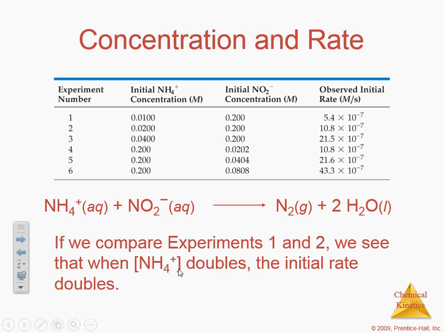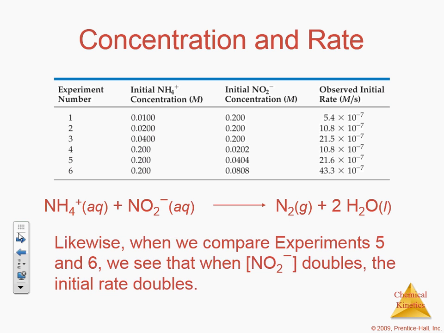So you can see here, when ammonia doubles, the initial rate doubles. So you can see here, 1 to 2, our rate doubles. 2 to 4, our rate doubles. All right. When NH4 doubles, the rate doubles. That's something to keep in mind here.